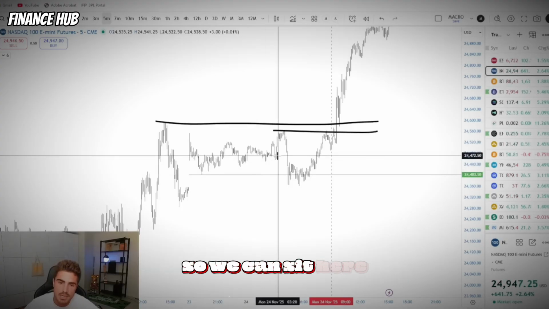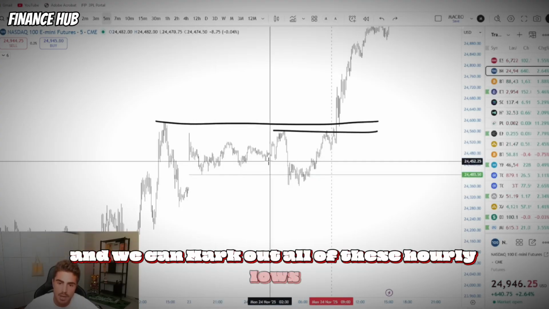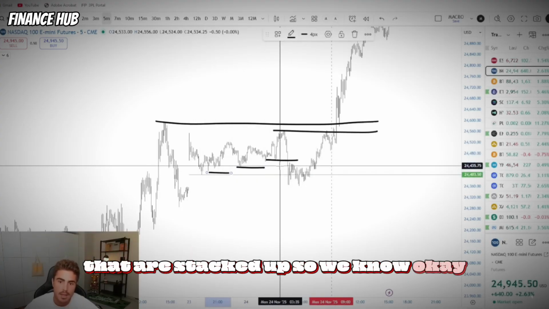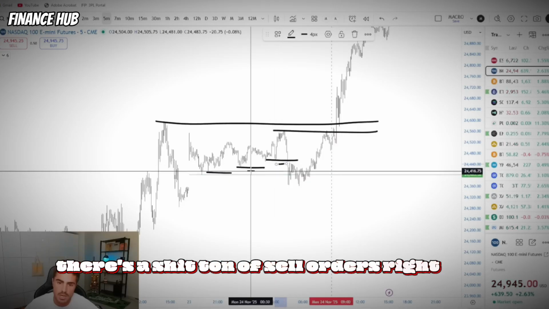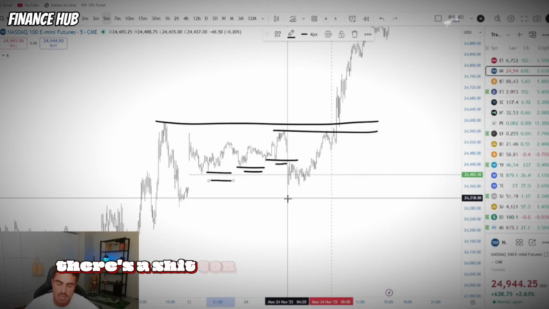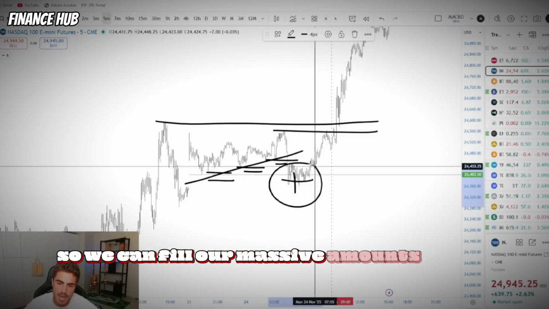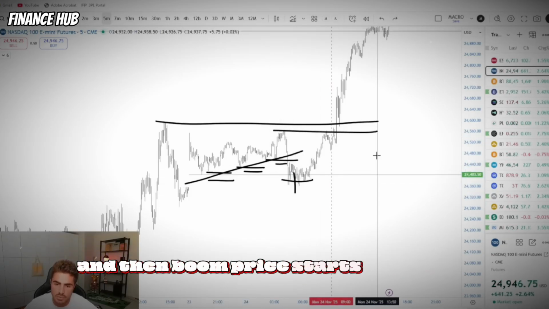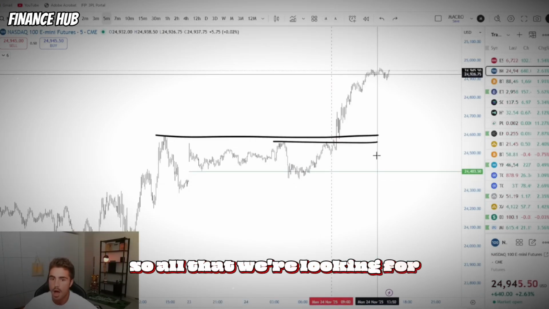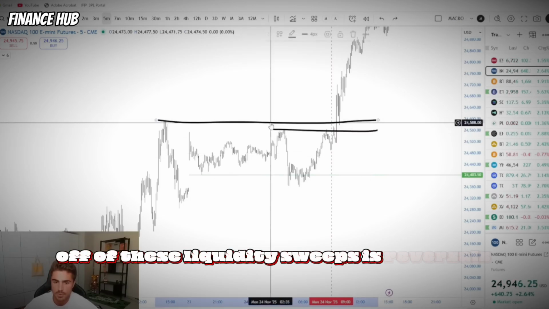So we can sit here and we can mark out all of these hourly lows that are stacked up, so we know, okay, there's a shit ton of sell orders right here. There's a shit ton of sell orders right here. Let's take all of them out so we can fill our massive amounts of buy orders, and then boom, price starts reversing. So all that we're looking for off of these liquidity sweeps is reversals.